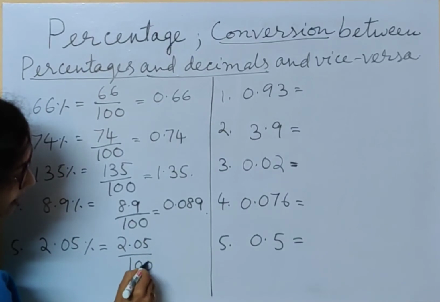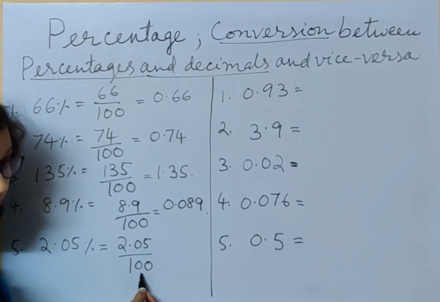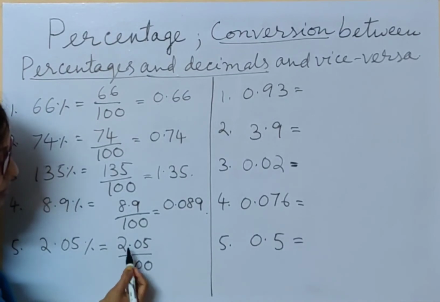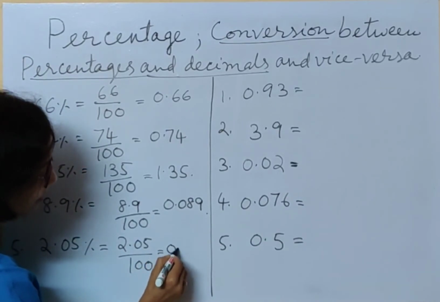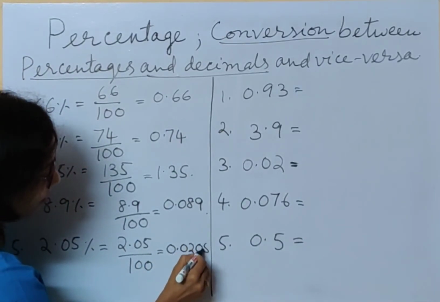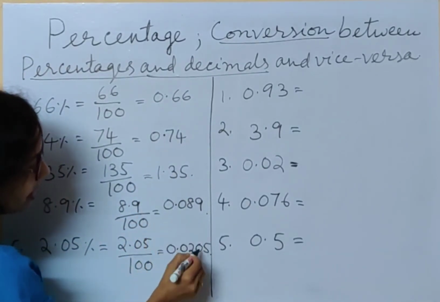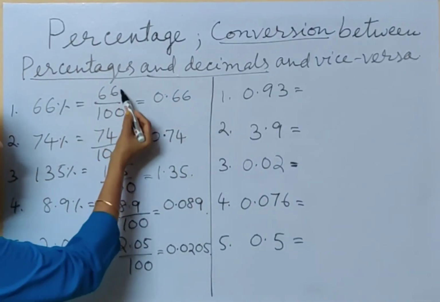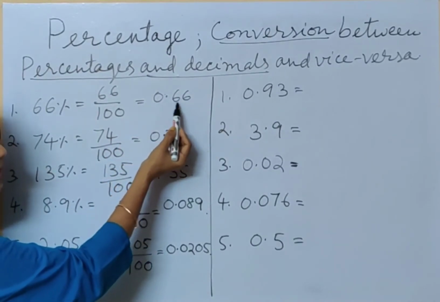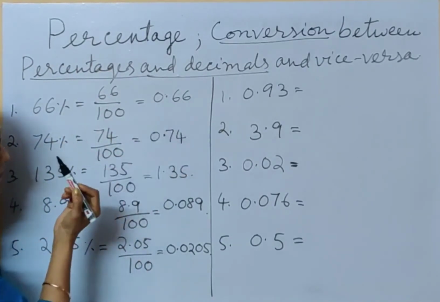2.05 by 100. Now you can see in the numerator the decimal point is already there, 2.05. After that you are dividing by 100 because of percent. So the decimal point will move 2 places to the left. So it will be 0.0205. I hope you are very clear how to convert percentages into decimals. So what did we do? We divided by 100 and then we placed the decimal point in the right place. So 66% is 0.66.